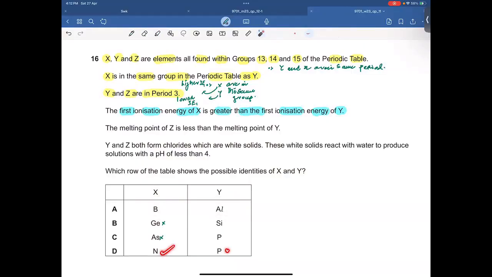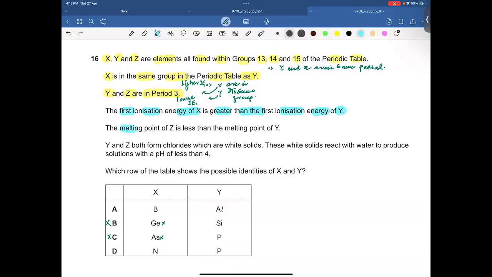Nitrogen has more ionization energy than phosphorus. This statement is applicable as well here. So option B and C are absolutely incorrect, because we are looking for the period 3 or either period 2.